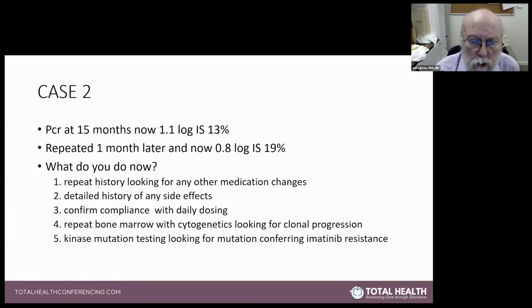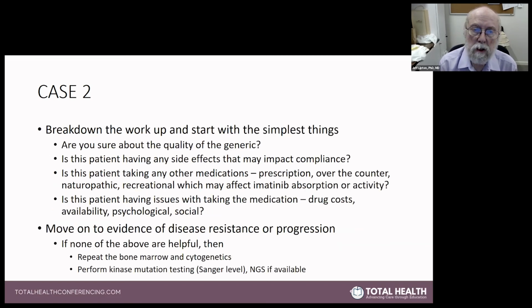If none of these are true, repeat the bone marrow cytogenetics to look for clonal progression, because this may be a sign that the patient's accelerating on treatment. And also do kinase mutation testing, looking for a mutation that may confer imatinib resistance. So break down the workup and start with the simplest things.